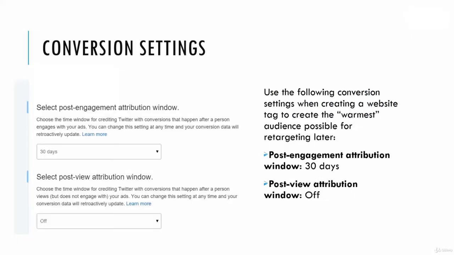So I use the term warm audience. Those are people who've been engaged within the last 30 days. They've been to your website, they've been on your page, they're still warm to your product or service. And then you'll click 30 days for post engagement, and then click off for post view attribution. The reason I turn this off is that it's for people who just viewed my ads. I really don't care about that. I want people who've actually made it to my website, people who have engaged with my ads and clicked through.